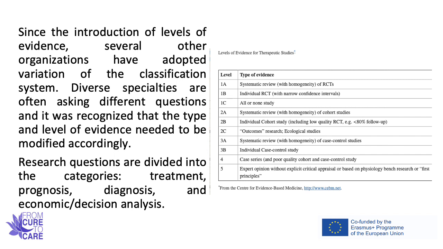Since the introduction of levels of evidence, several other organizations have adopted variations of the classification systems. Diverse specialties are often asking different questions, and it's worth recognizing that the type and the level of evidence needed have to be modified accordingly. Research questions are divided into the following categories: treatment, prognosis, diagnosis, and economic decision analysis.